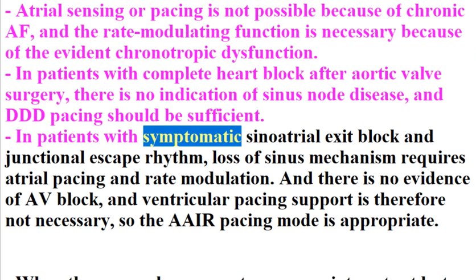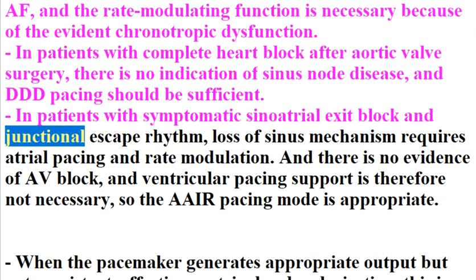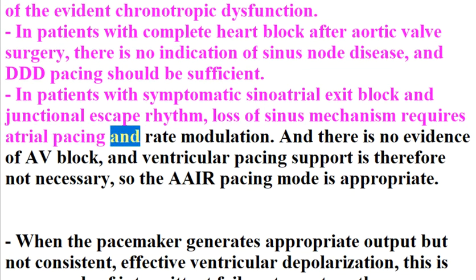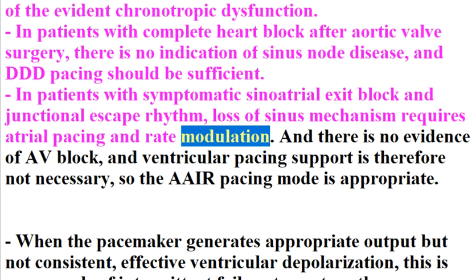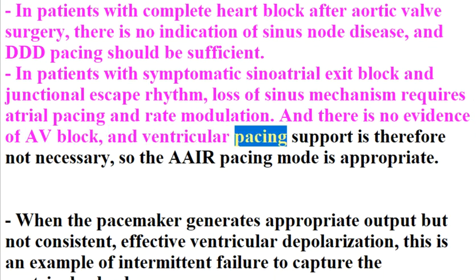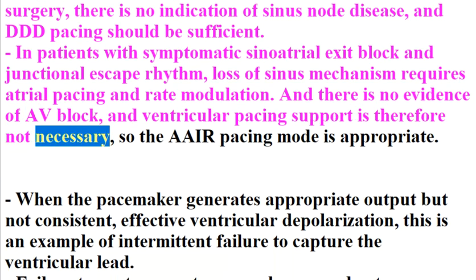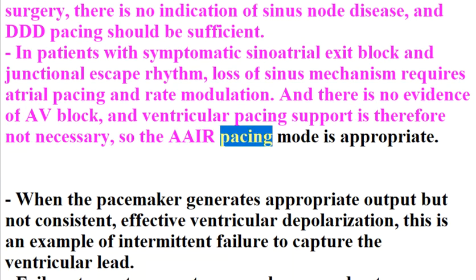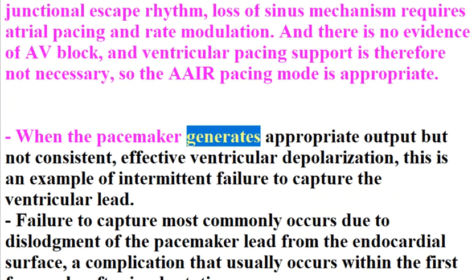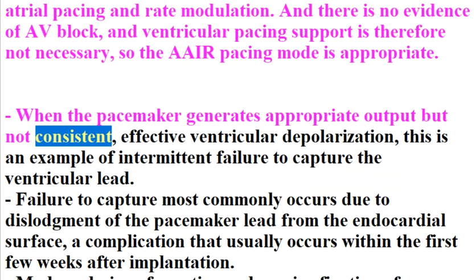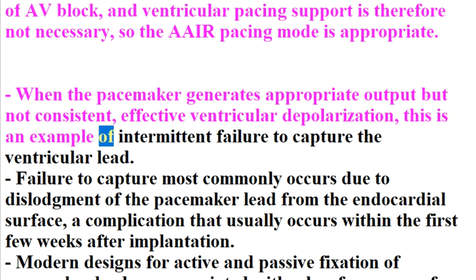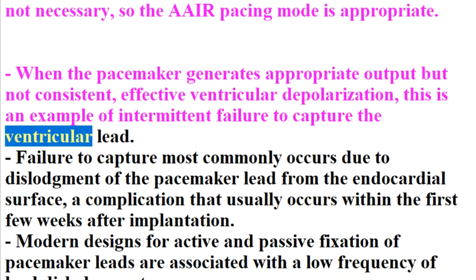In patients with symptomatic sinoatrial exit block and junctional escape rhythm, loss of sinus mechanism requires atrial pacing and rate modulation. And there is no evidence of AV block, and ventricular pacing support is therefore not necessary, so the AAIR pacing mode is appropriate. When the pacemaker generates appropriate output but not consistent, effective ventricular depolarization, this is an example of intermittent failure to capture the ventricular lead.